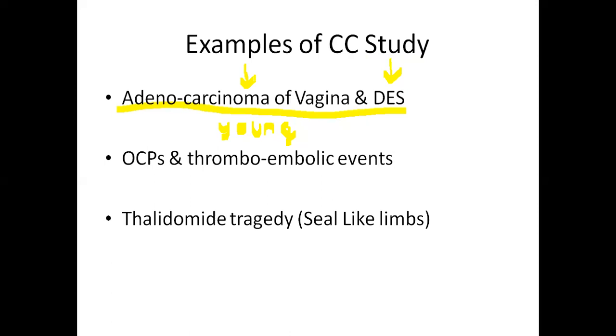When a lady takes DES in pregnancy, then if the fetus is a female fetus, that fetus, when it grows to become a girl and a woman, that particular second generation woman will have an early onset of adenocarcinoma of the vagina. And this is really a remarkable example of how a case control study can give us good quality scientific information.